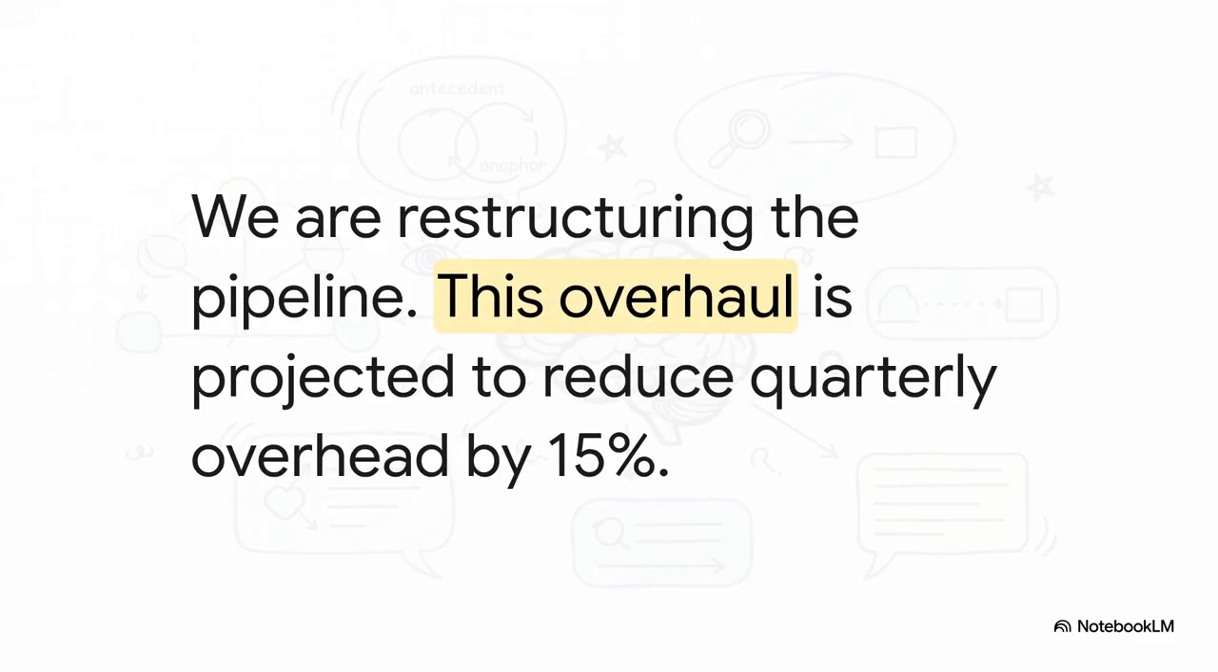Now, the dynamic shifts significantly in a corporate context. We are drastically restructuring the logistics pipeline. This systemic overhaul is projected to reduce quarterly overhead by 15%. And this brilliantly illustrates how powerful a lexical chain is.